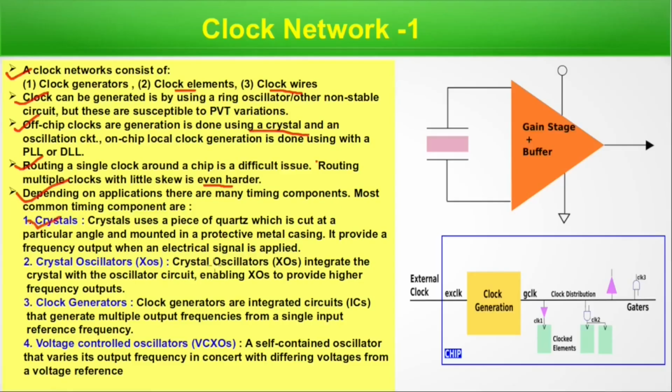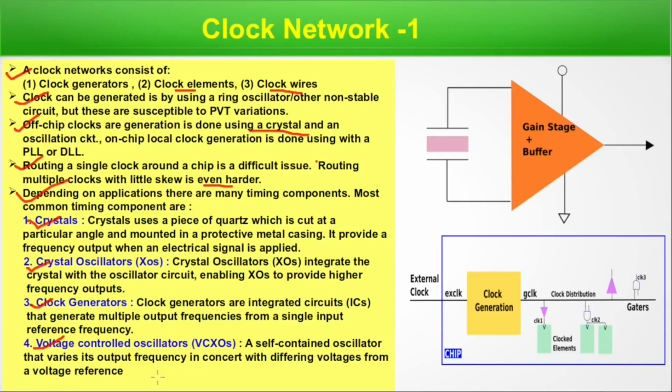Now, crystal oscillator. Crystal oscillators integrate the crystal with an oscillator circuit, enabling the oscillator to provide higher frequency output. Now, clock generator. Clock generators are integrated circuits that generate multiple output frequencies from a single input frequency, which is a reference frequency. And then come voltage controlled oscillators, a self-contained oscillator that varies its output frequency in concert with different voltages from a voltage reference. So these are four parts.